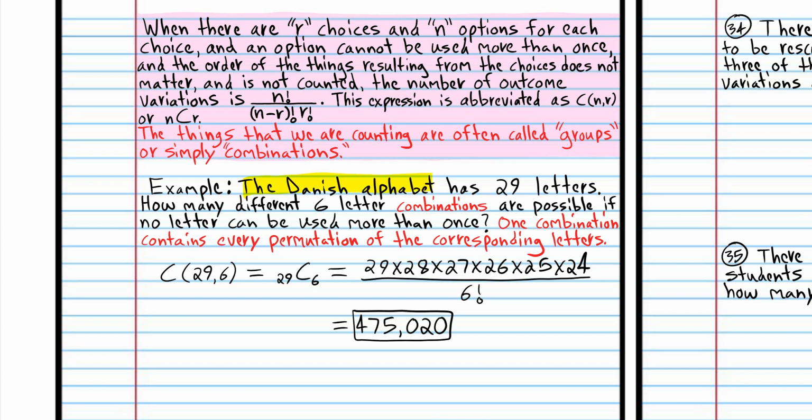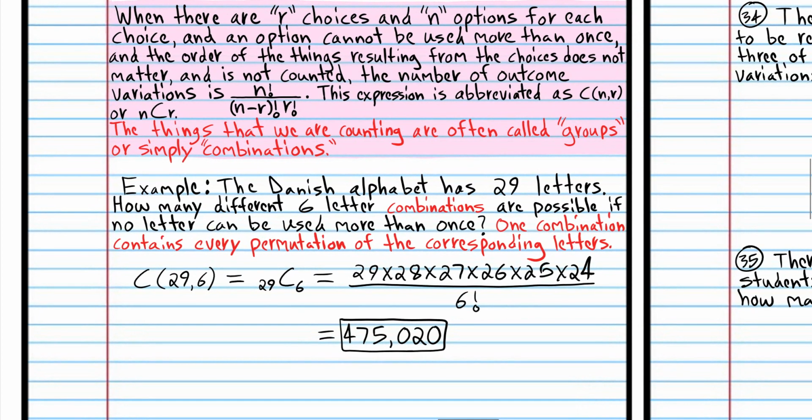So let me give you an example. The Danish alphabet has 29 letters. How many different 6-letter combinations are possible if no letter can be used more than once? So we're not allowed repetition because no letter can be used more than once. But what is different about this? Notice we're not asking for permutations. We're asking for you to count combinations. That's different from a permutation.